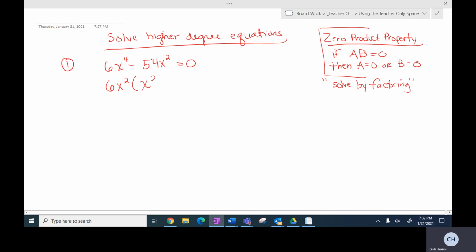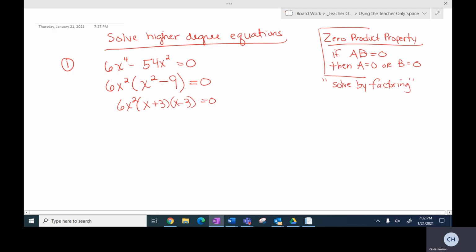And then that would leave x squared, because 6x squared times x squared would give us 6x to the 4th. And 6 times what would give us negative 54? That would be a minus 9. 9 times 6 is 54. And we don't need any more x's. So we close up and then say equals 0. Now, you should notice that x squared minus 9 can be factored further. That is actually the difference of squares. And that factors as x plus 3 times x minus 3. And then we bring down that 6x squared also.